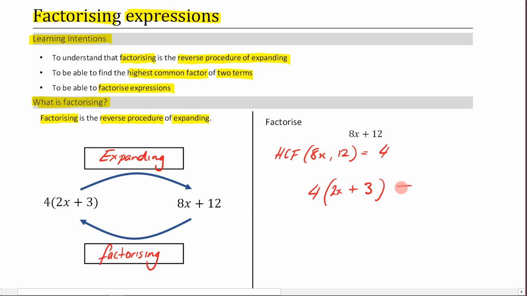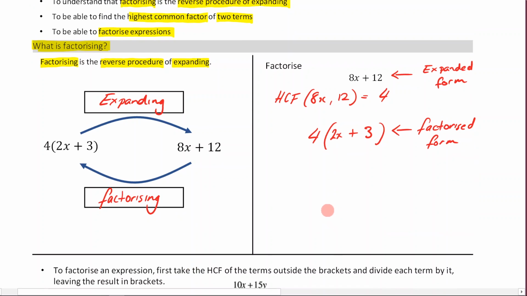Now, just for some terminology here, we call this right here the factorized form. And what we started with, we call this the expanded form. Perfect. So we have just learned how to go from the expanded form to the factorized form through a process known as factorization. Now, the great thing about factorization is that you can actually check whether or not you've done it correctly. So how can we do that?